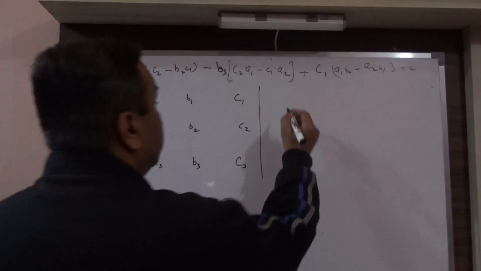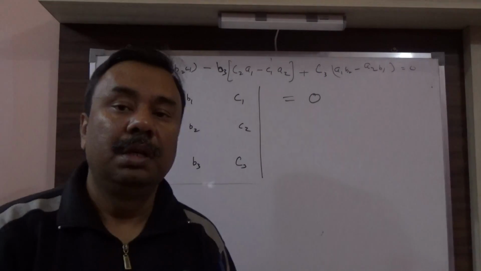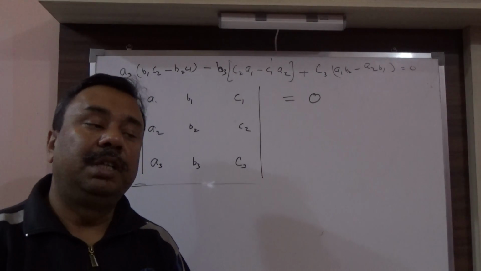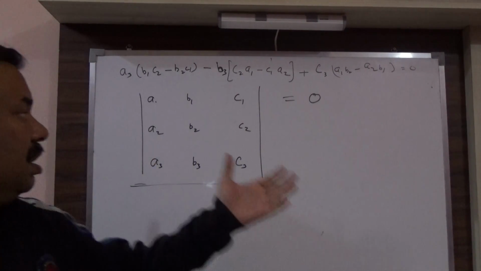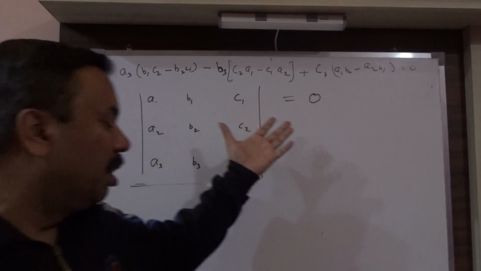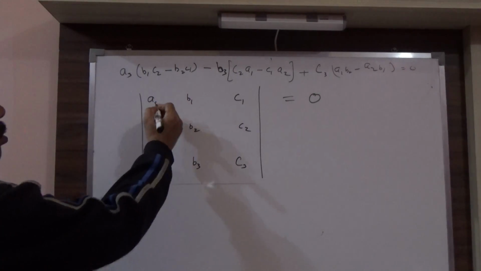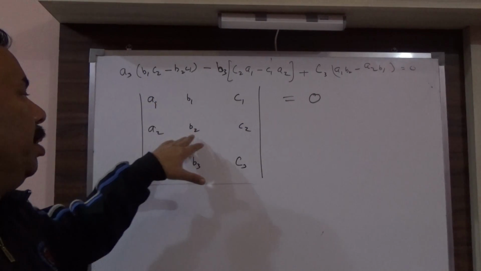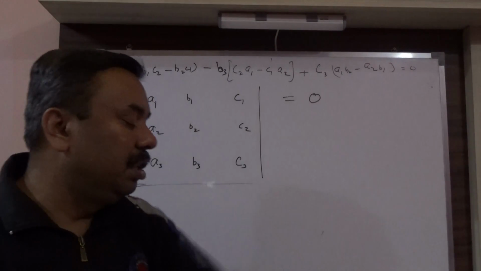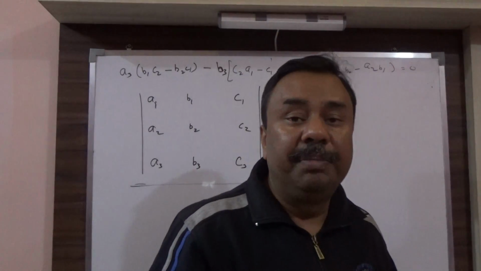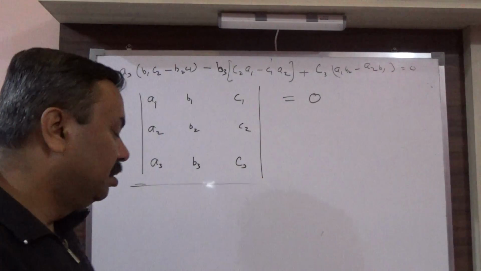So if the value of this determinant is equal to 0, that means the three lines are concurrent. Okay, so this is the basic thing. Just arrange the numbers from the equations: A1 B1 C1, A2 B2 C2, A3 B3 C3, and if the value of this determinant is coming out to be 0, that means the three lines are concurrent.